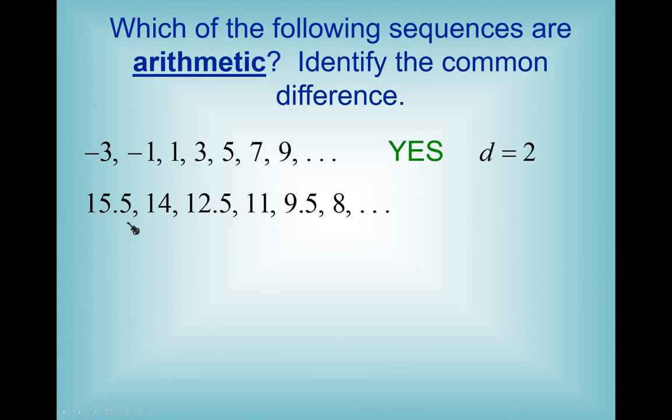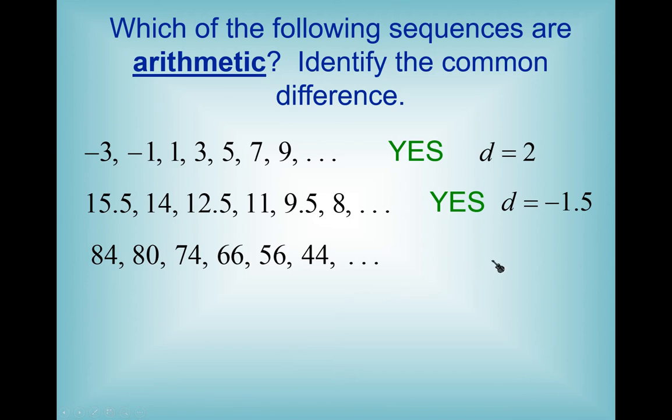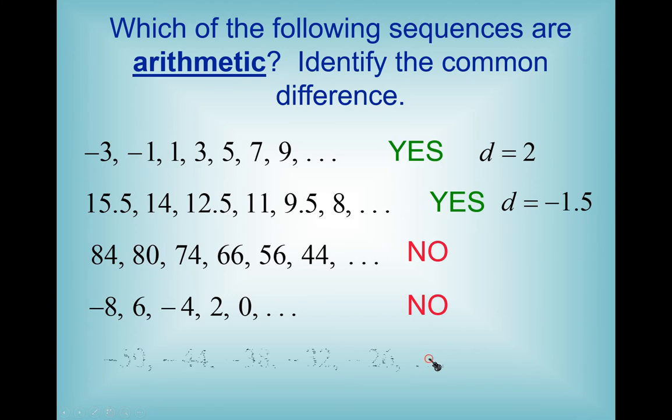Another. 15.5, 14, 12.5, 11, 9.5, tapos 8. Is that an arithmetic sequence? Yes. Common difference is negative 1.5. Ito naman. 84, 80, 74, 66, 56, 44. Arithmetic sequence ba siya? No. Kasi wala silang common difference. Ito namang isa, negative 8, 6, negative 4, 2, at 0. Is that an arithmetic sequence? No pa rin, kasi wala pa rin common difference.